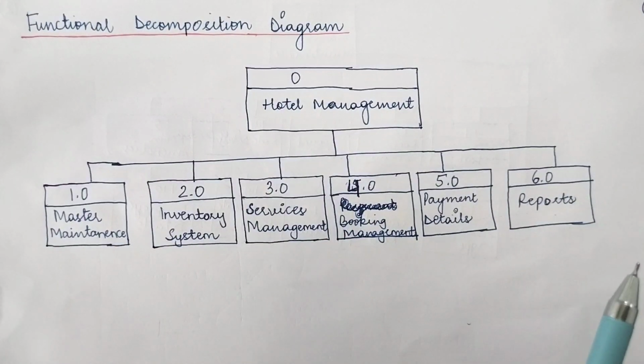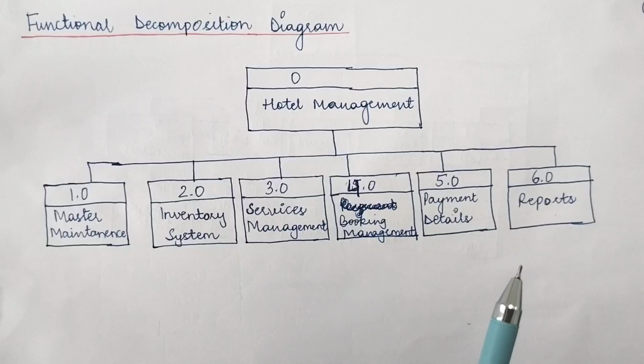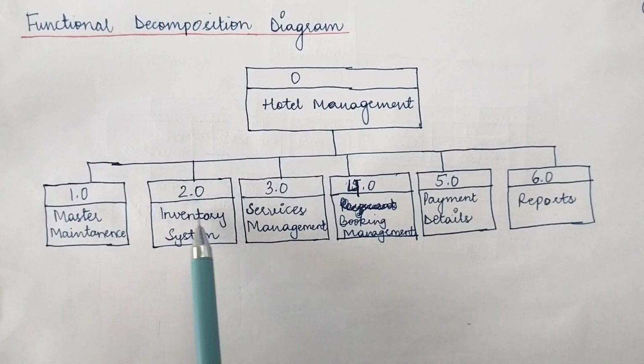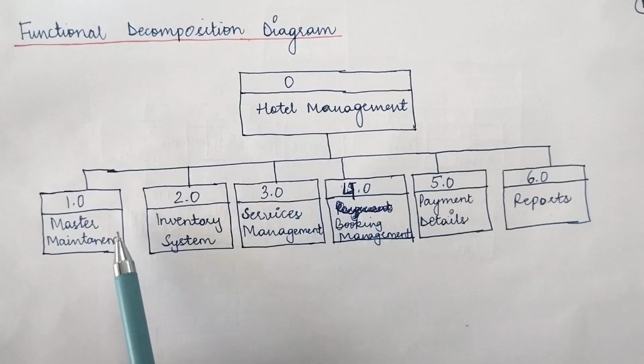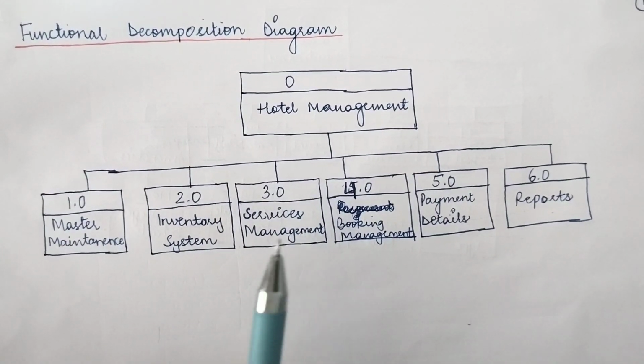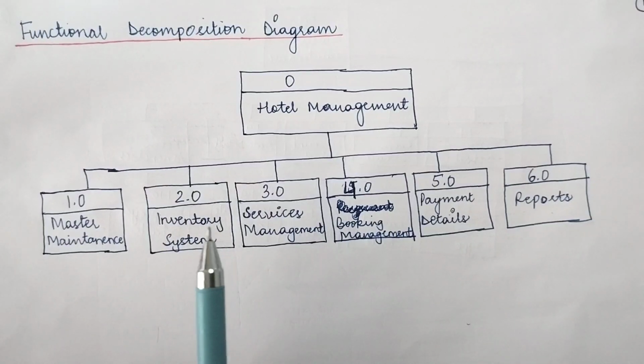the hotel management system. As I told you, in the functional decomposition diagram, we go into the details of the sub processes. That is, we explain each and every sub process in detail. Hence, we have a chart for each and every sub process. So that means these sub processes will now be explained in detail in each and every iteration.